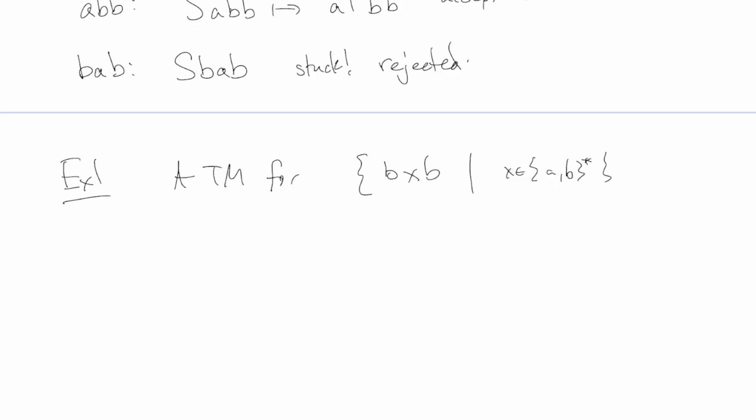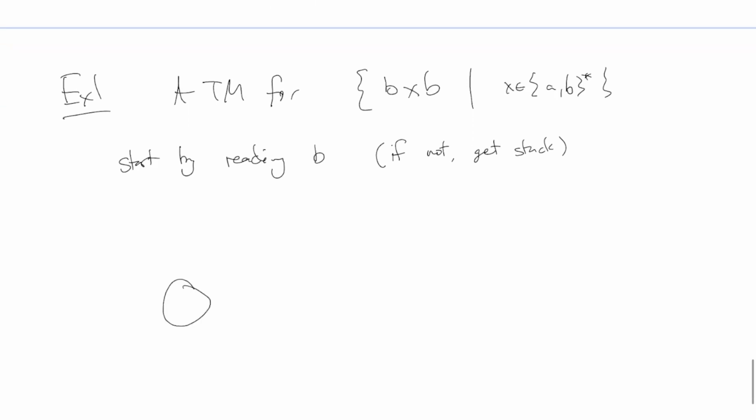B X B. Okay, so the B on the front is actually easy to handle. We do it in very much the same way that we did the first example. I would just say something like start by reading a B, and if not, get stuck. So my basic, at least the beginnings of it, will look like this. This is my starting state. In order to proceed at all, you have to start with a B, and if it starts with an A, then you just immediately get stuck. There will be no other arrows from the first state. This is to get the start.